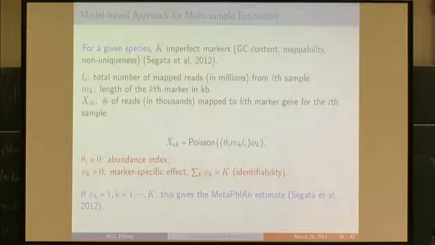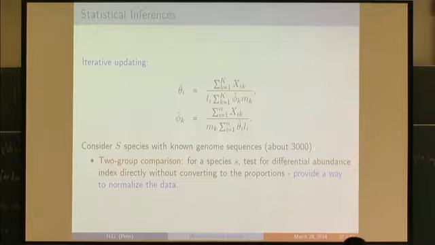And you have to make some assumption, for example, you put a constraint on phi_k because you want to identify the parameters. So what MetaPhlAn does is essentially assume this phi_k to be constant, and you sum them together. Okay. So this is a simple model, and you can estimate it. You can iteratively update this model.